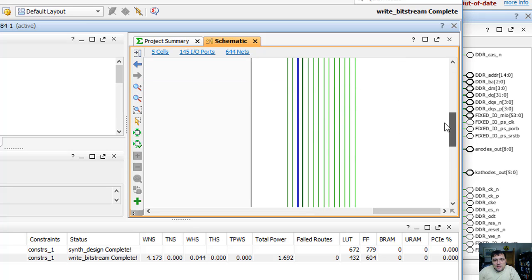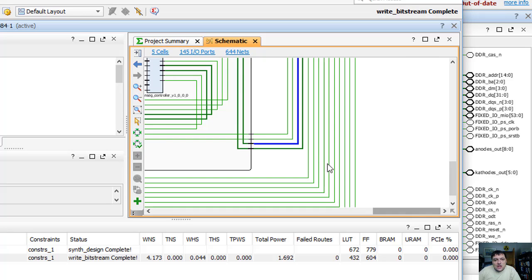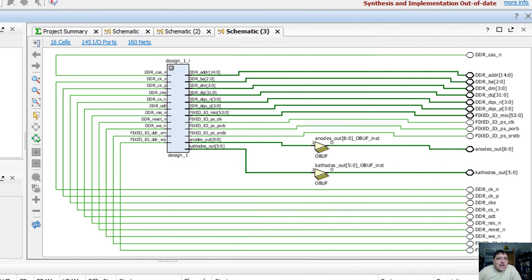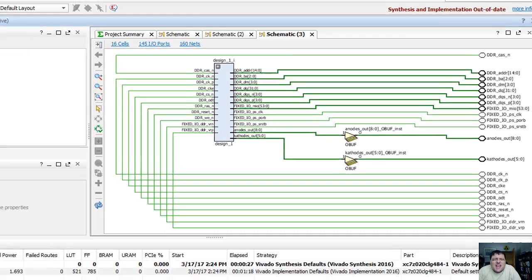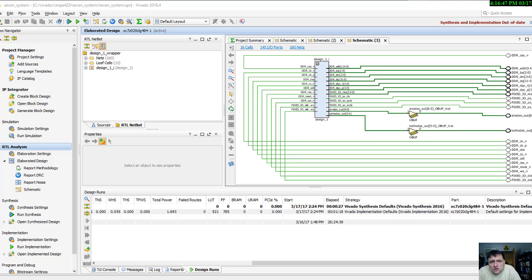Let's see, we can follow this around. Look at that. There is not a single I/O buffer anywhere in this design. 8 hours. 8 hours to find that one stupid difference.